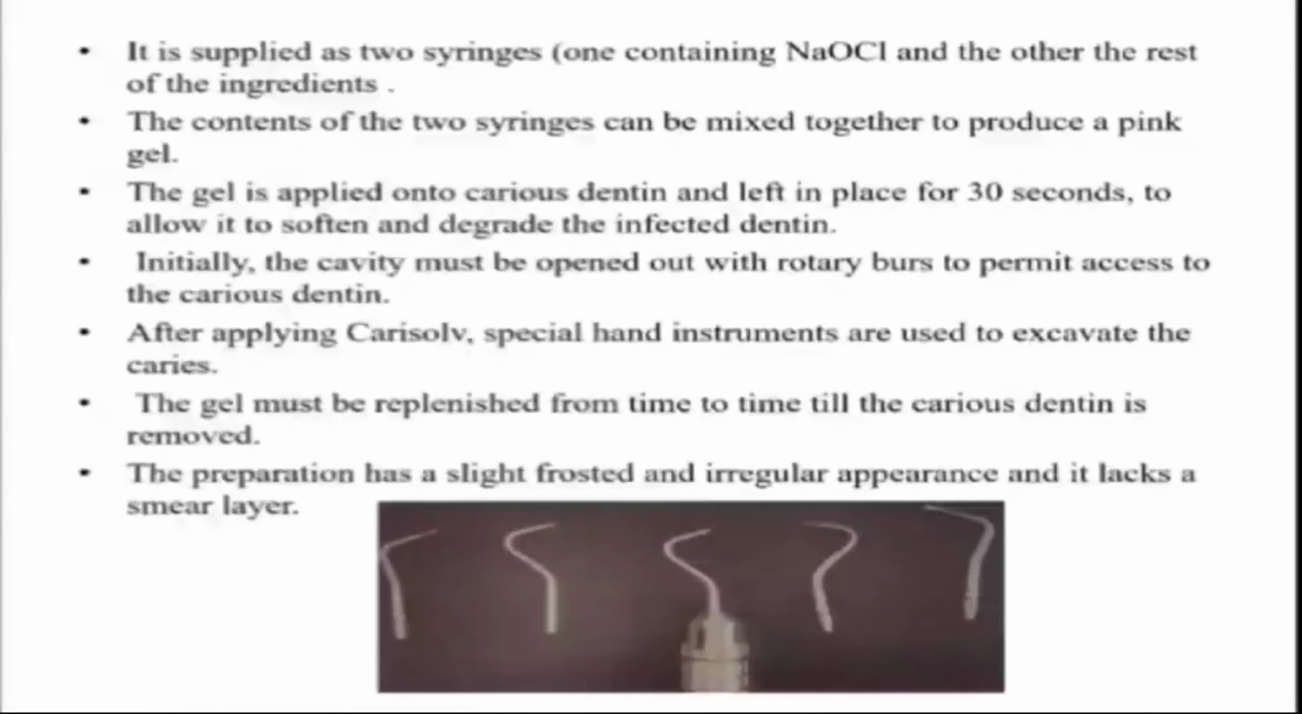Next one is abfraction. Its definition we have already discussed. And the etiology includes excessive occlusal stress and parafunctional habits like bruxism and also clenching.